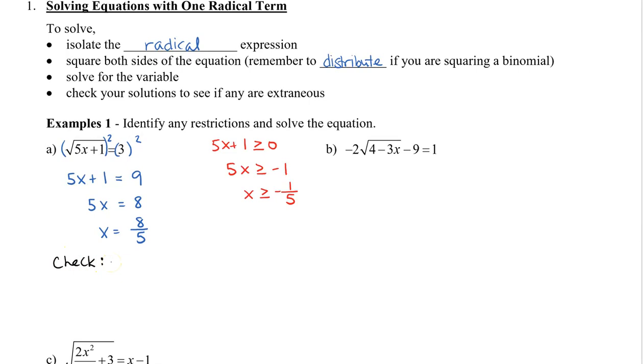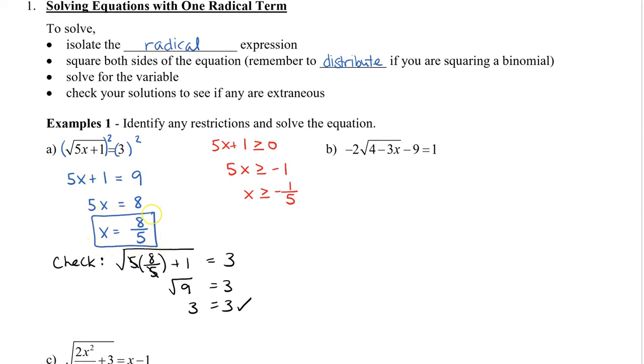I'm going to write check here so that I know this is what I'm doing. I'm going to plug in my 8/5 in for x, plus 1, and I want to make sure that it equals the right side, which is 3. So 5 times 8/5, the 5's cancel off. So then I have inside my radical 8 plus 1. So it's going to be root 9 equals 3. So yes, indeed, 3 does equal 3. And therefore, my solution is x equals 8/5.